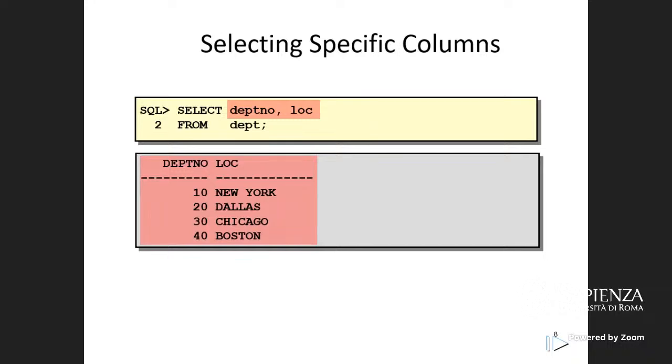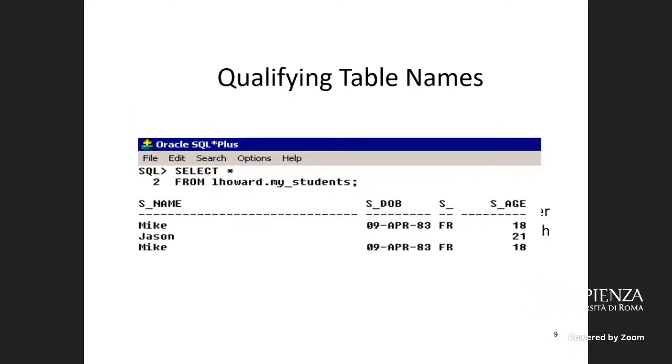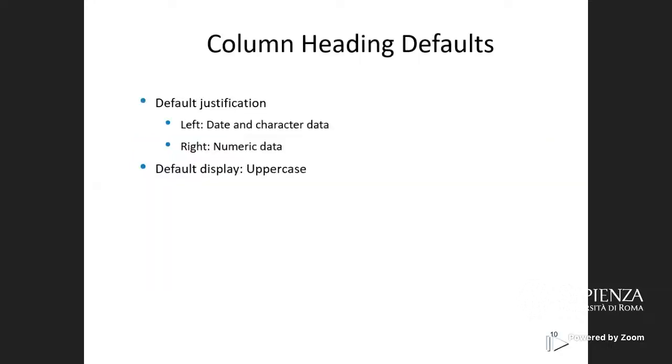Now, one thing we'll look at here is something very interesting: qualifying table names. Qualifying table names is important when we are trying to do joins. So I will take my time to explain a little bit about it, and then we'll move forward.